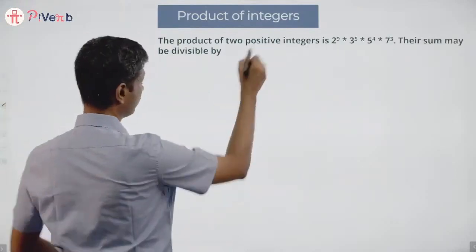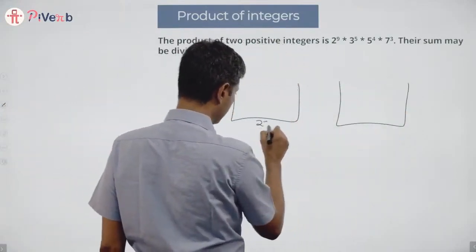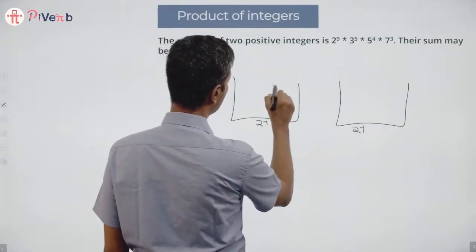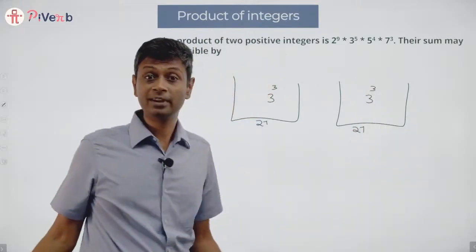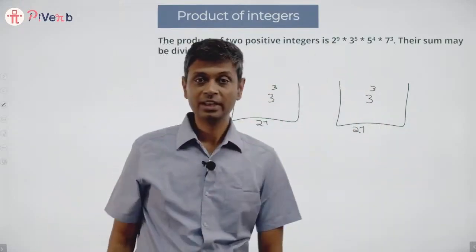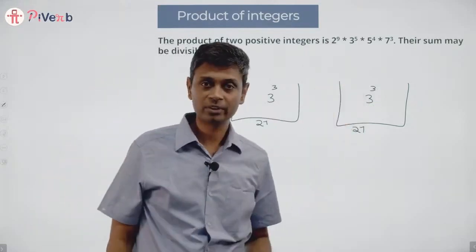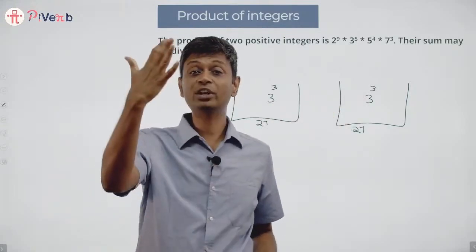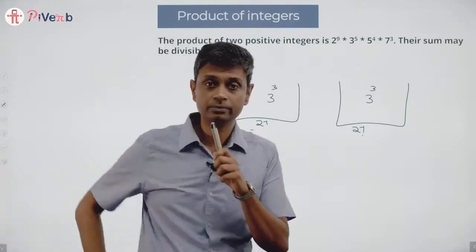I'm going to take this number. I want this number to be a multiple of 27, and this number to be a multiple of 27. So I put a 3 cube here and a 3 cube here. Oh, that's not possible. I have only 5 3's with me. I put 3 3's here, and I don't have 3 3's to put here. I need 6 3's. I have only 5. It is impossible to have two multiples of 27.